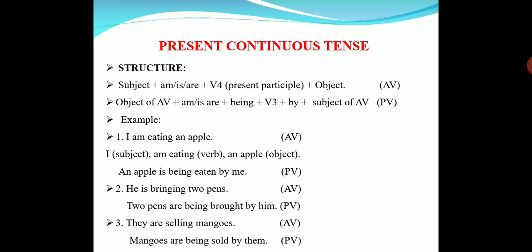I am eating an apple. What is the subject? I. What is the verb? Am eating. What is the object? An apple. In verb again, helping verbs are there and main verb is there. What is the main verb? Eat. Am is the helping verb, that is the be form. And in eating, the main verb is eat. Eating is the V4 form of eat.